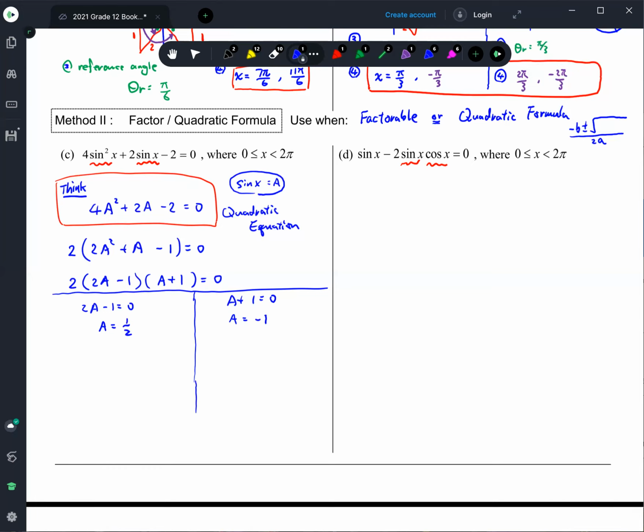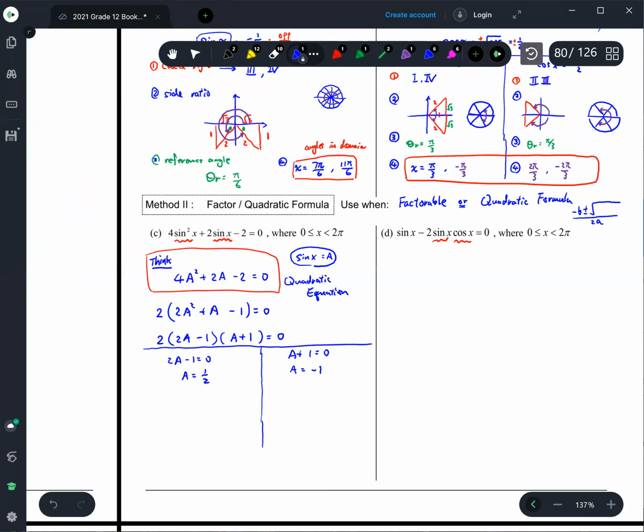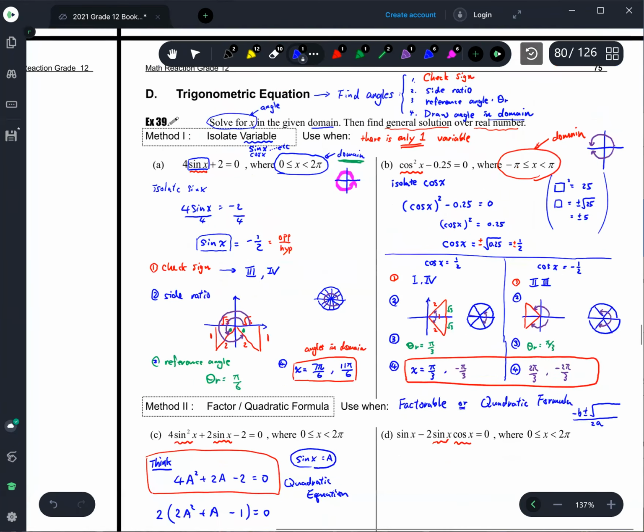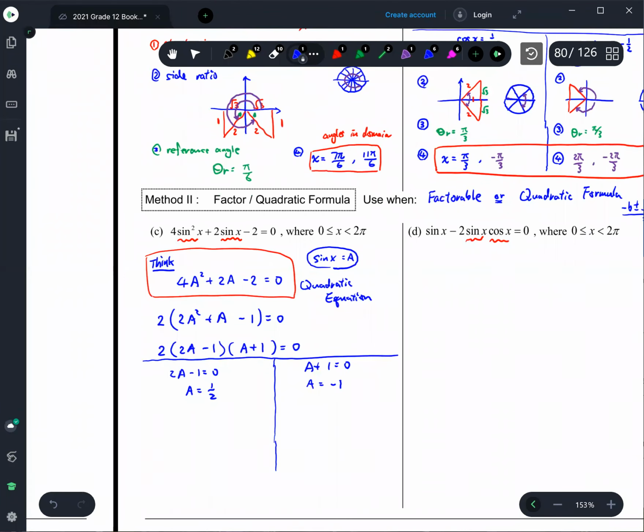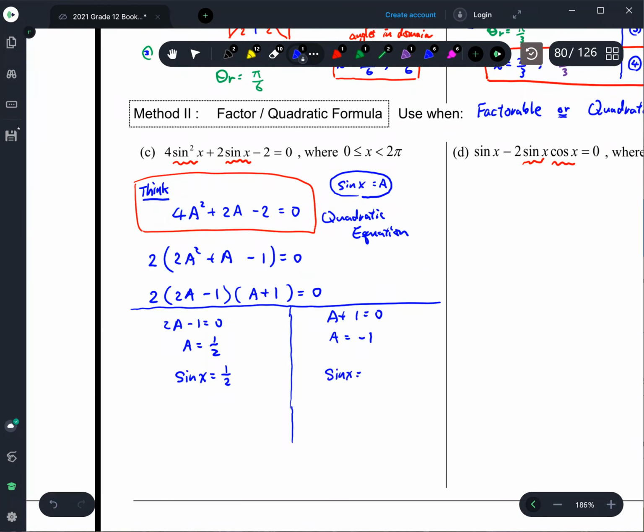Okay, so once you got here, you sort of found the answer for a, right? But that's not the final answer. So the point here is this one is not possible to isolate, right? We couldn't use method 1, so we factored it, so then it becomes possible. We can find the a. So our goal is still to find the variable, right? But remember at the beginning, we let a represent sine x. So we have to replace it back. So our actual question now has become sine x equal to half and sine x equal to -1.